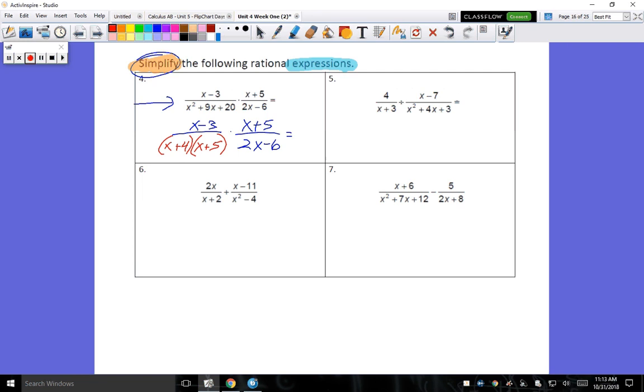Yes? The 2x minus 6. Oh, you mean GCF. You're right. You could GCF the 2x minus 6. Nicely done. To Sydney, what would we do? Perfect. Now look.